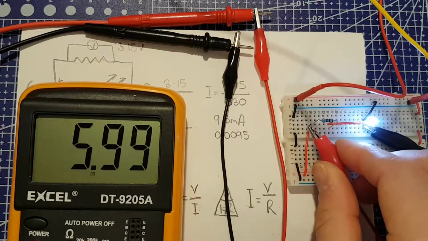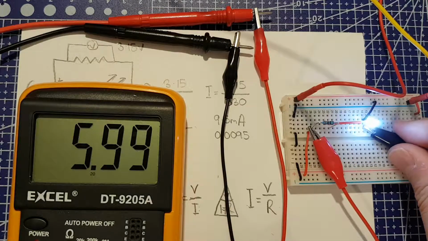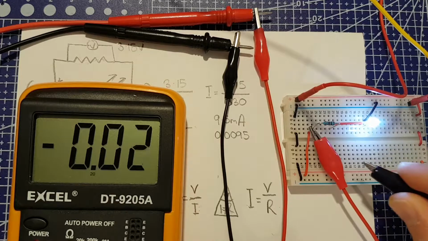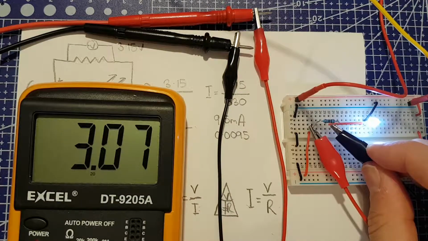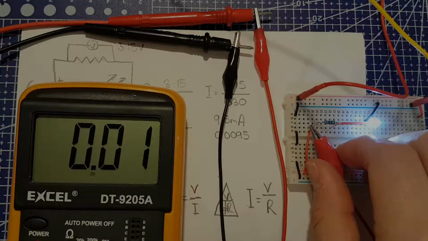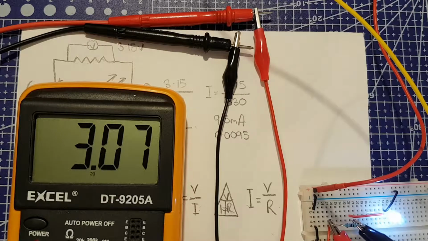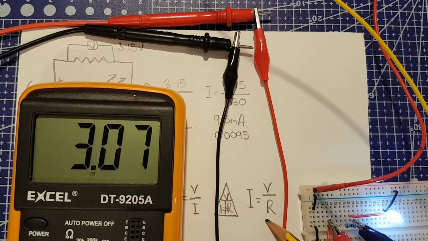Total voltage in the circuit is still 6 volts. We're just going to measure the voltage across the resistor. 3.07 volts. So that is the value we're going to use. We have a voltage. We have the resistance. We know this resistor is a 220 ohm resistor. And we want to find the current. So we use this one. Again, I equals V over R.